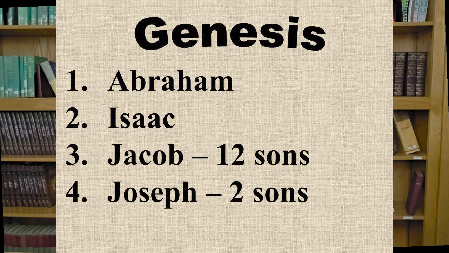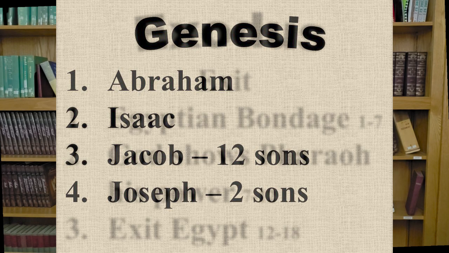Finally, Joseph. Joseph was one of Jacob's sons, and his brothers sold him into slavery into Egypt. While a slave in Egypt, God would raise him up that he would be able to save his family, and that would set the stage for the next great story in the Bible.